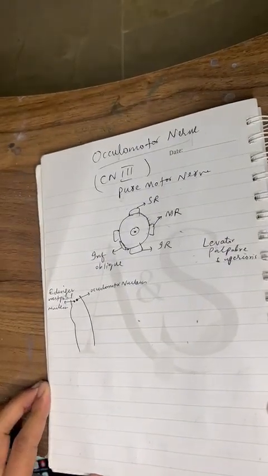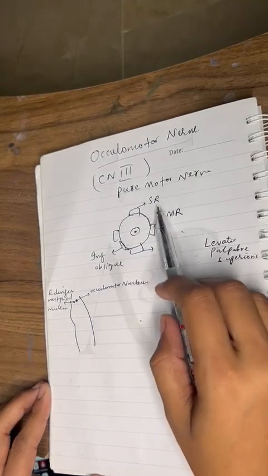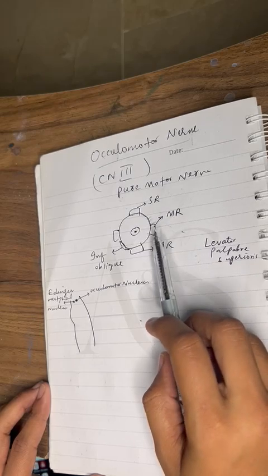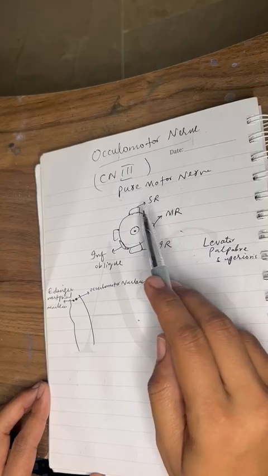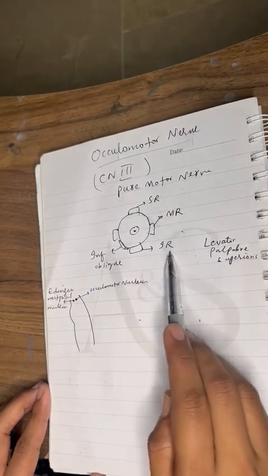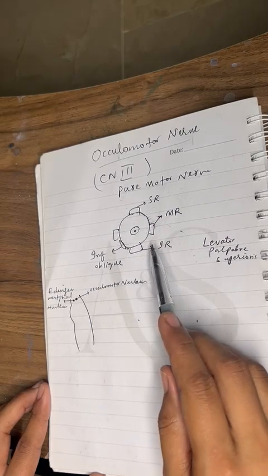So today we will discuss the oculomotor nerve. The oculomotor nerve is the third cranial nerve and it is a pure motor nerve. What is the function of the oculomotor nerve? It supplies the extraocular muscles. There are 6 extraocular muscles in the eye, of which 4 are supplied by the third nerve. Which muscles are supplied by the third nerve? Superior rectus, medial rectus, inferior rectus and inferior oblique. These are the 4 muscles which are innervated by the third nerve.